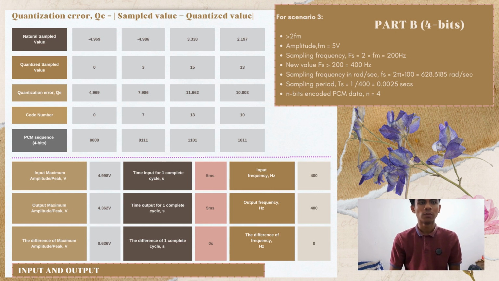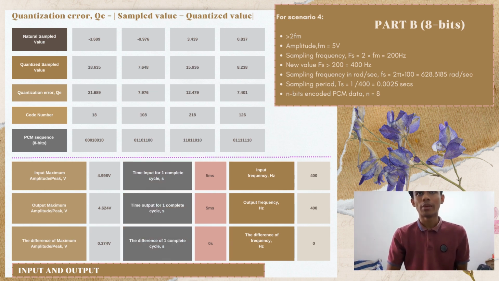And this is our input and output result. For the input we get 4.9x volt and the output is 4.362, so the difference between the maximum amplitude is 0.636 volt. The input for 1 complete cycle is 5 milliseconds, same for input and output, so there is no difference in 1 complete cycle. The input frequency is also the same, our new value is 400 Hz, and there is no difference of frequency.